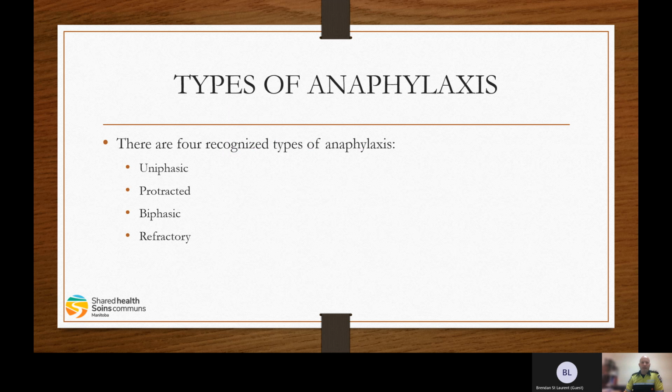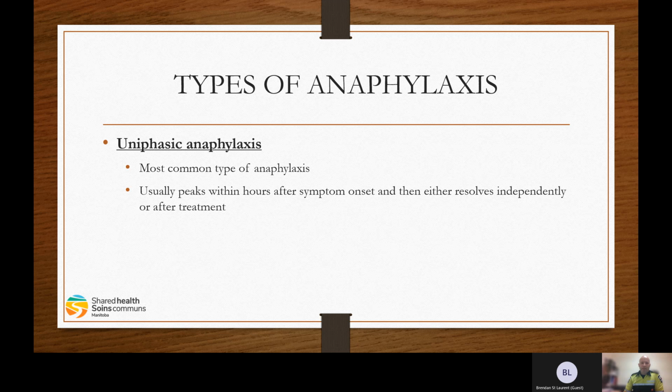So when it comes to anaphylaxis, there are 4 types that are recognized. We have uniphasic, protracted, biphasic, and refractory. Obviously refractory is what this care map guides to, but we're going to talk about all the different types as well. So we have uniphasic anaphylaxis.